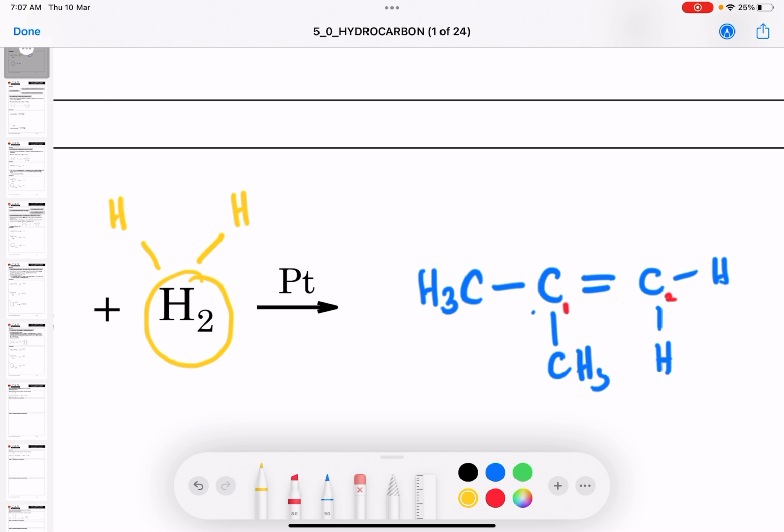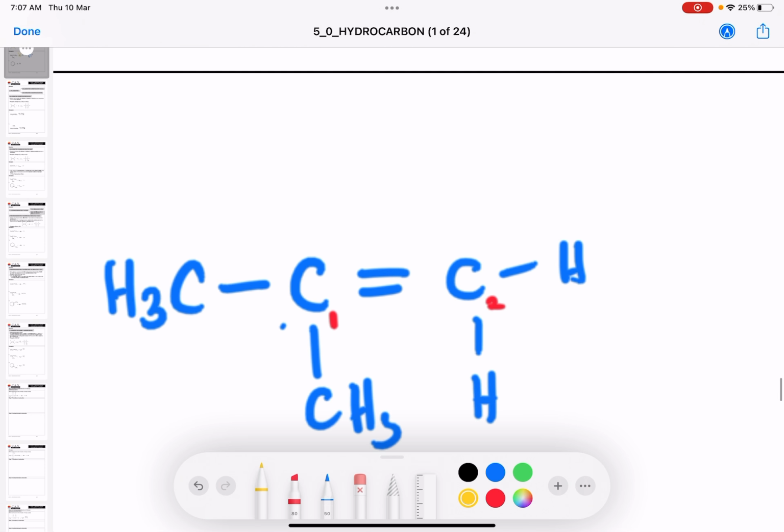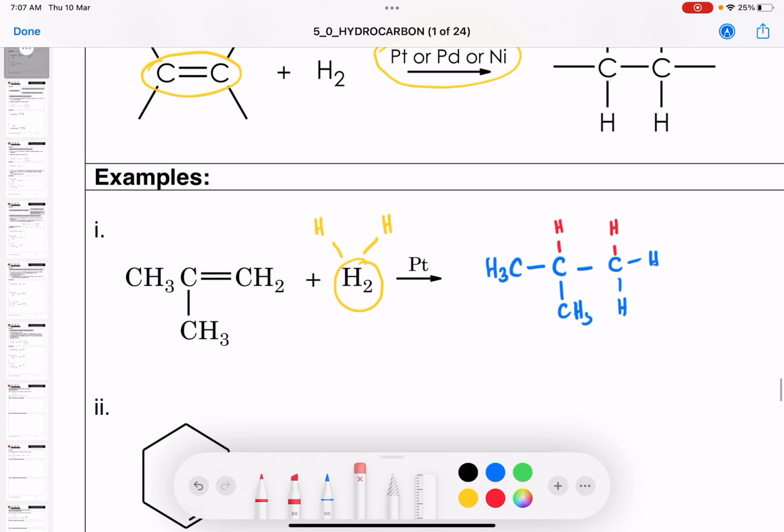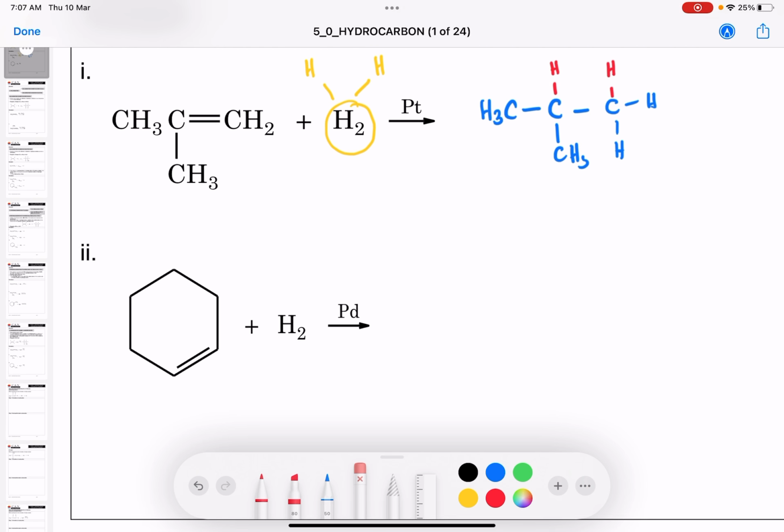So what will happen? The double bond here will break, to add hydrogen and hydrogen. So this double bond will become a single bond. So there you go, we're going to have hydrogen. So let's see this one.